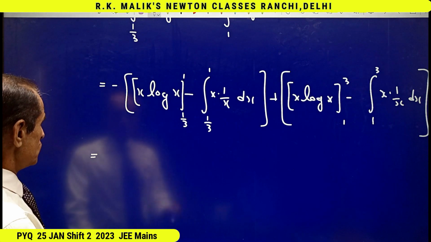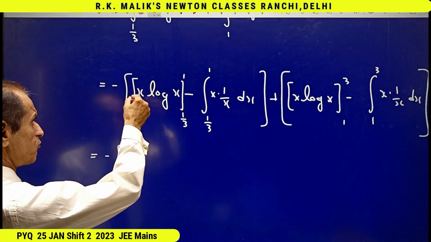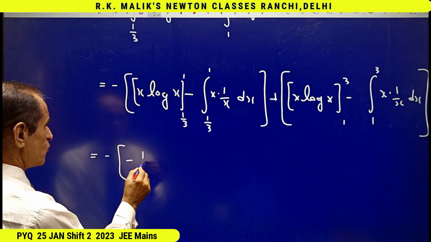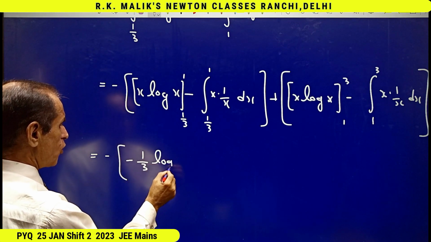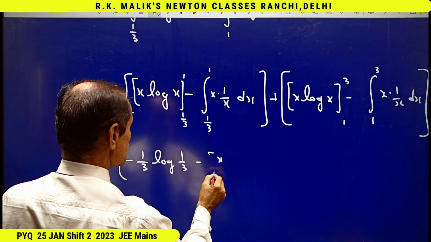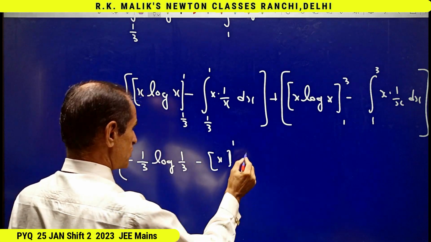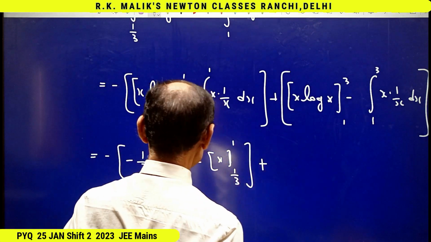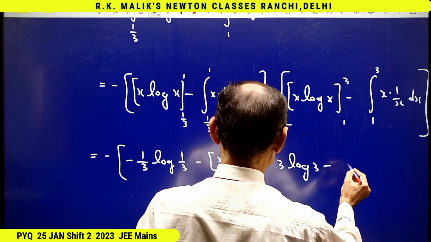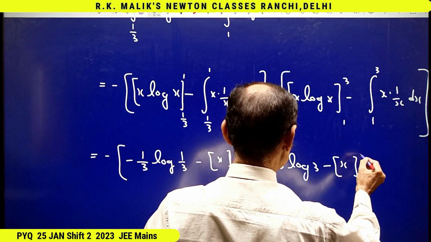This is equal to minus, when I put x equal to 1, it will be 0, and therefore now I will be getting minus 1 by 3 log of 1 by 3 minus x, from 1 by 3 to 1, plus 3 log 3 minus x, from 1 to 3.